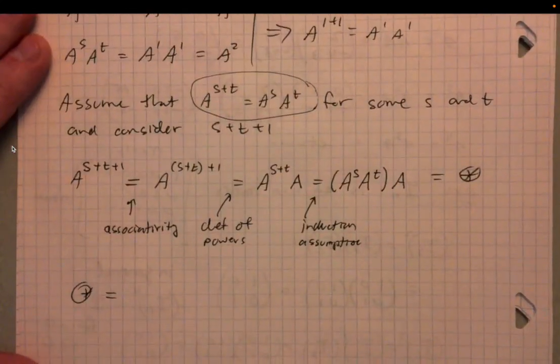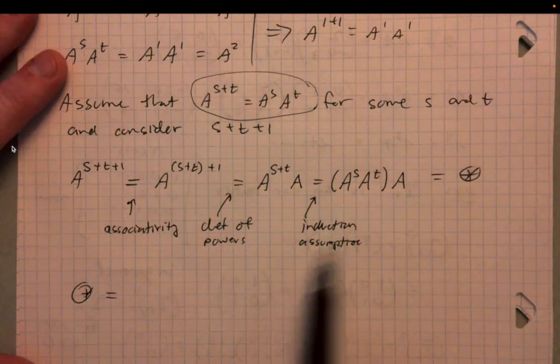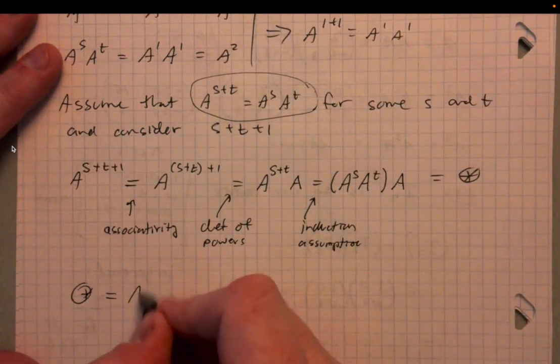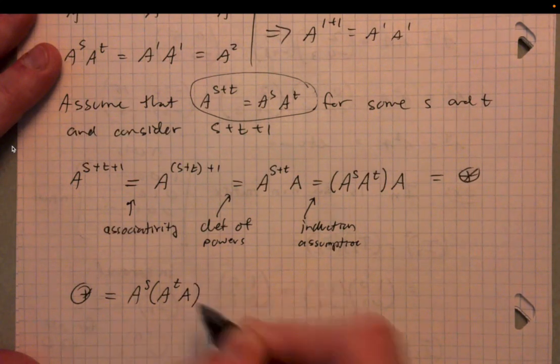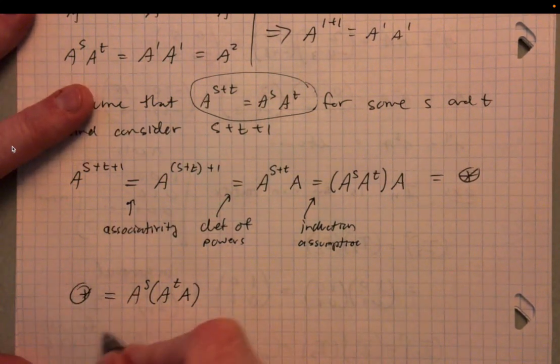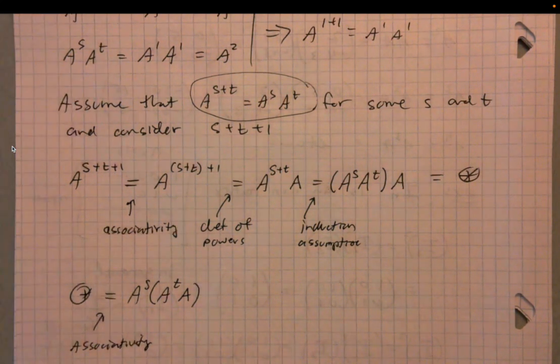And the next thing is, what can we do with this? Well, we can reassociate it. We know that associativity works, and that's just associativity. It's like matrix multiplication associativity. We had a theorem earlier in the section on that.